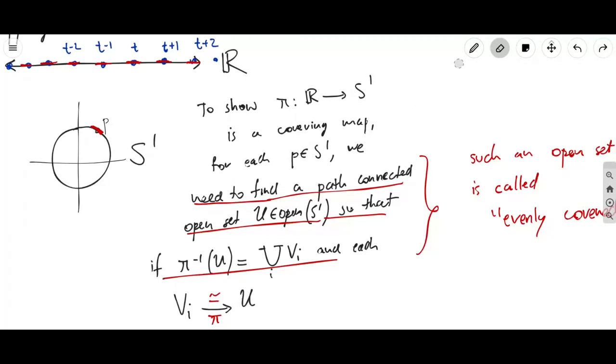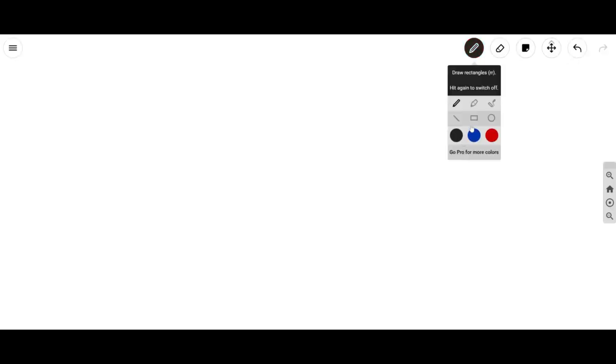Now, here is another example. This is somewhat similar. This is another example, also with the unit circle.